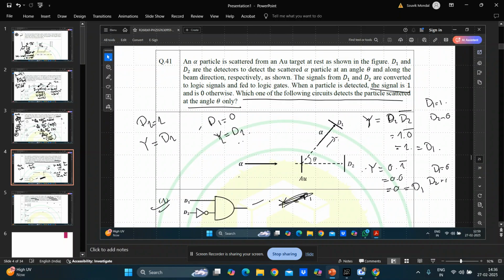You can check the other options also from your answer key. The other options will not give this kind of configuration, that y is equal to d1. Both are satisfied. Okay.